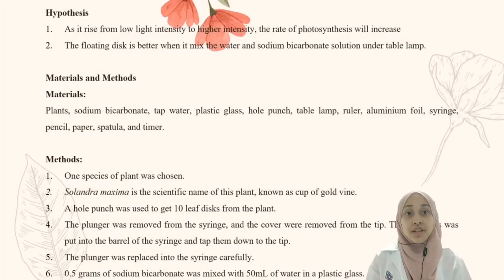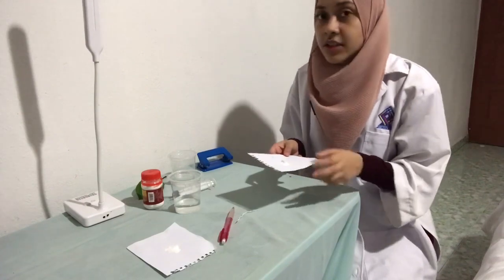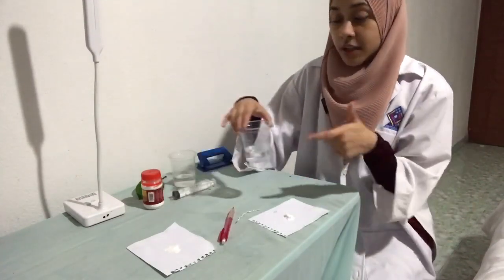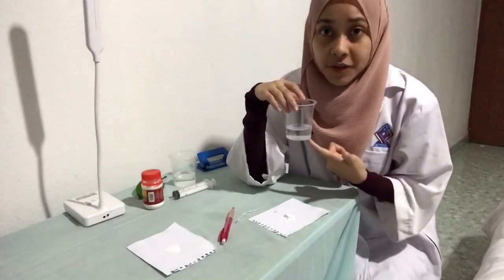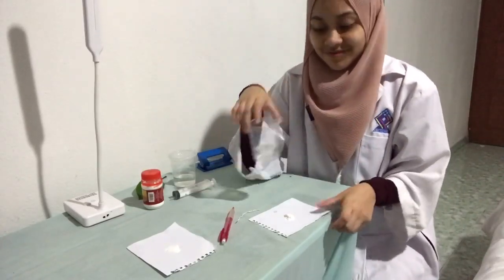The first hypothesis is, as light intensity rises from low to higher intensity, the rate of photosynthesis will increase. And the second is, the floating disc is better when it meets the water and sodium bicarbonate solution under the table lamp. This is the sodium bicarbonate, 0.5 gram of sodium bicarbonate, and mix it with 50 ml of tap water.